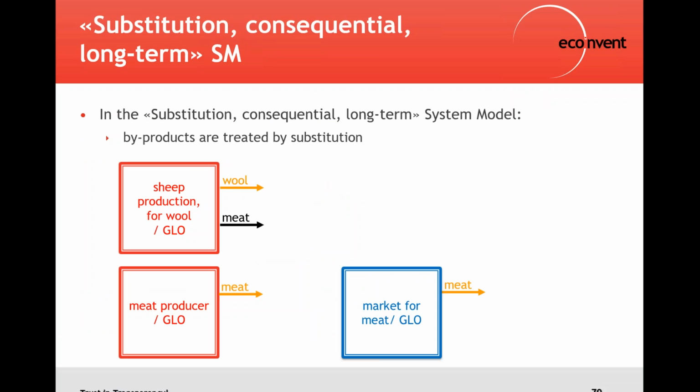And let's just end briefly with the last system model, which is substitution consequential long-term. In this system model, as I have just mentioned, byproducts are treated by substitution. So here let's take maybe a real example, not with product A and B, but with real products. Let's take a market for meat and two transforming activities: a meat producer, which is producing meat as the main product, and another activity which is producing wool as a main product, and meat as a co-product, which is sheep production for wool.